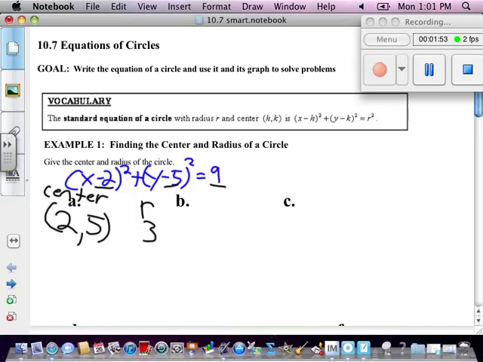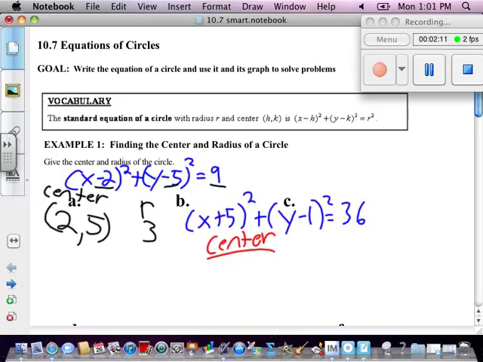Yes, it is. Okay. So B is x plus 5 squared plus y minus 1 squared equals 36. So does somebody want to raise their hand and tell me what the center is? Yep. Somebody want to raise their hand and tell me what the radius is? Yes, Crystal? Yep. Because the square root of 36 is 6. Remember your radius has a little 2 next to it, so we took the radius and we squared it.